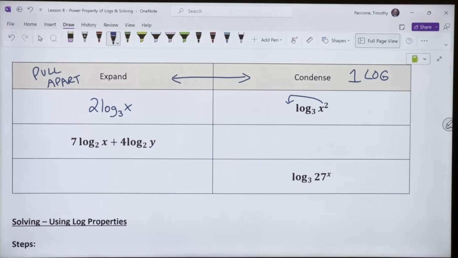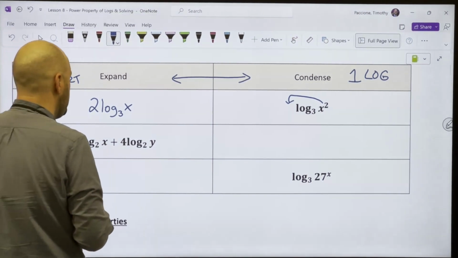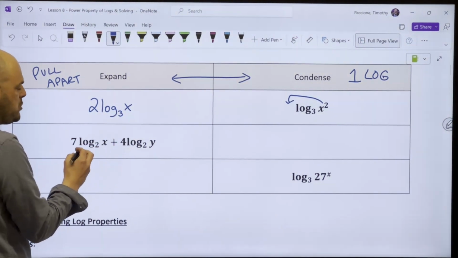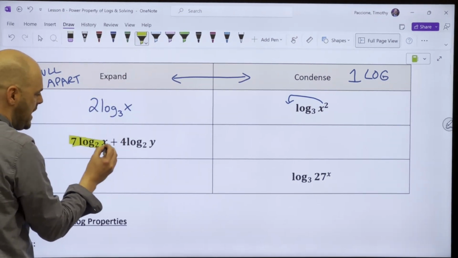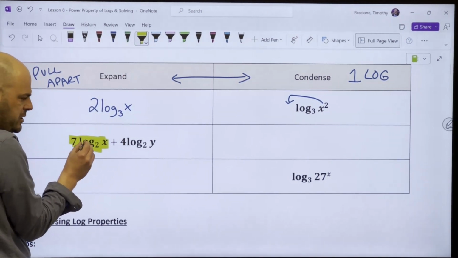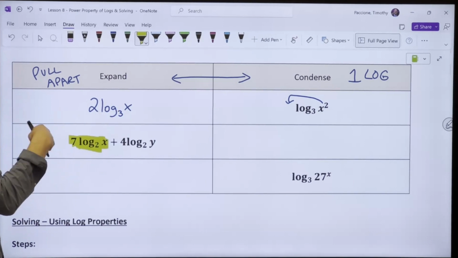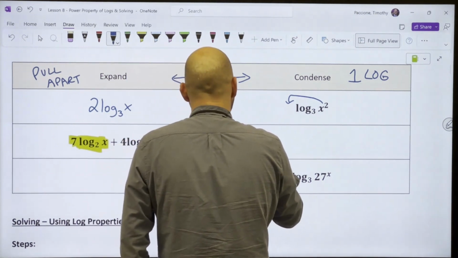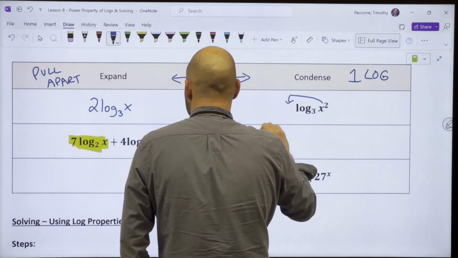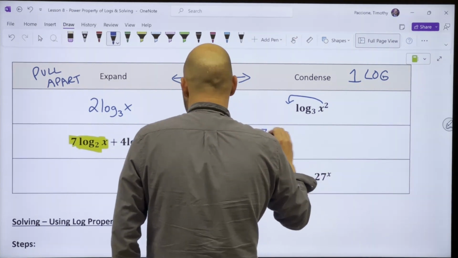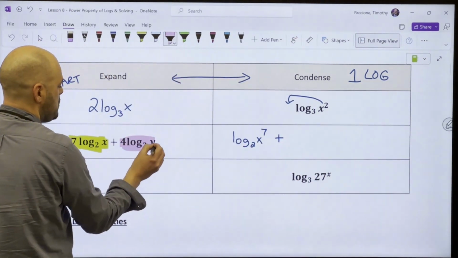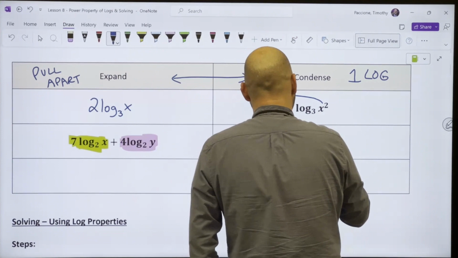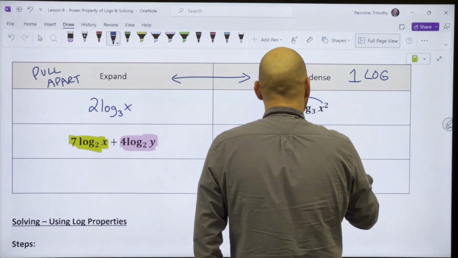Then we're about to jump up a level here, because this one is going to have multiple steps. When you see logs being added or subtracted, look at each one first. Just look at this log first, and ask yourself, is there anything I can do with just that log before I start thinking about the other log? Put 7 on there. So I would do this in a couple steps: log base 2 of x to the 7th, plus, and then this one, what could I do with this one? Log base 2 of y to the 4th.